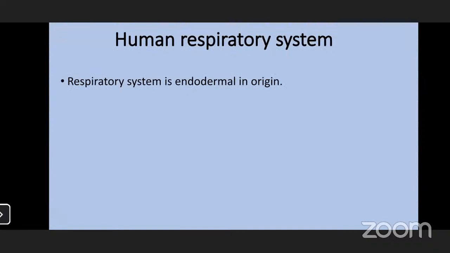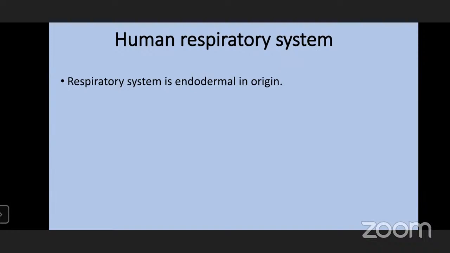Because this chapter mainly deals with human physiology, here we are going to discuss the respiration in human beings. So let us first of all discuss the structure of the human respiratory system.